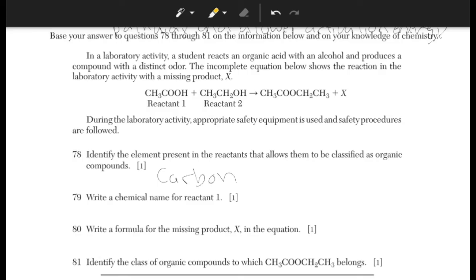Write a chemical name for reactant 1. If you look at Table K, it lists the reactants. The answer to this question is propanoic acid or acetic acid.